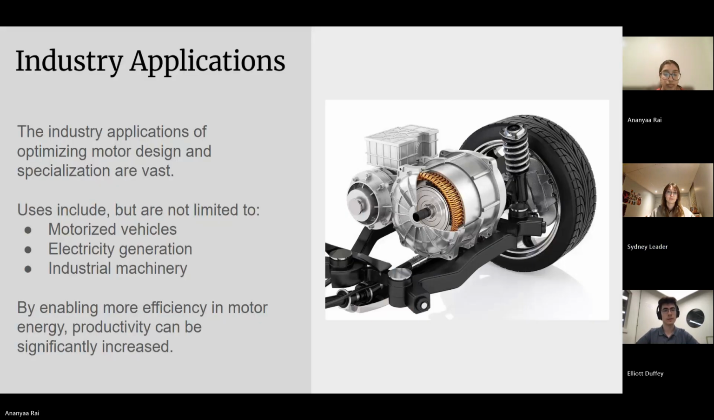Conclusions. Industry applications. There are many different types of motors, and each has unique properties and advantages over others. Motors are an extremely widely used item across multiple industries, and thus the industry applications of optimizing motor design are equally vast and include, but are not limited to, electric vehicles, as well as all motorized vehicles, electricity generation through optimizing turbine and generator design, industrial machinery, and much, much more. By optimizing power intake and efficiency of these devices, the goods and services which they contribute to providing will become significantly more accessible and productive.